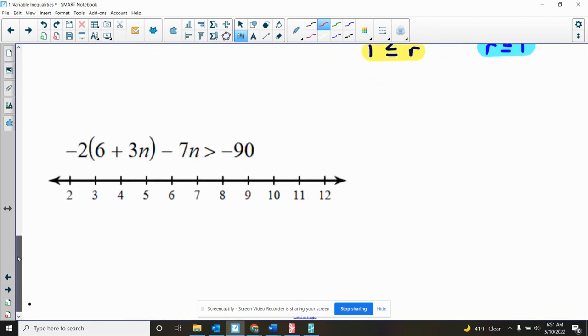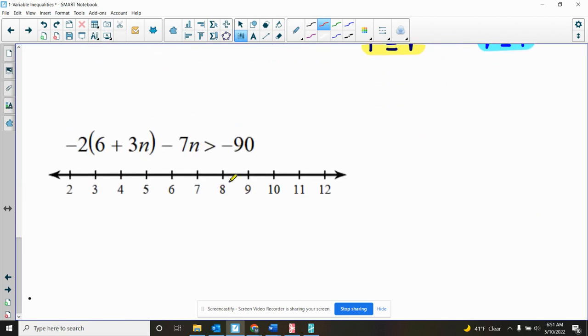Okay, last one. I promise you, they're not going to get more complicated than this. This is as complicated as things get. Ooh, let's take it a step at a time. Step 1. Let's distribute through the parentheses. So negative 2 times 6, that's negative 12. Negative 2 times 3n, that's minus 6n. There's a minus 7n on the back, and then a greater than negative 90.